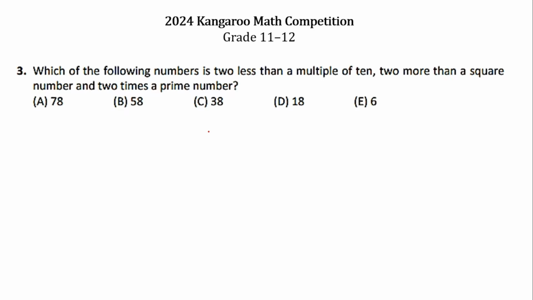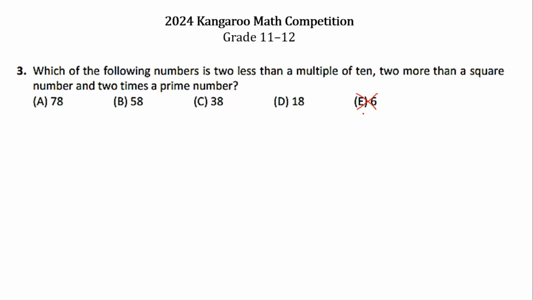Next item. Which of the following numbers is 2 less than a multiple of 10, 2 more than a square number, and 2 times a prime number? Alright, so let's start with the first condition. It says here that the number is 2 less than a multiple of 10. Obviously, 6 is not 2 less than a multiple of 10, so we can eliminate that one. All the rest are 2 less than a multiple of 10.